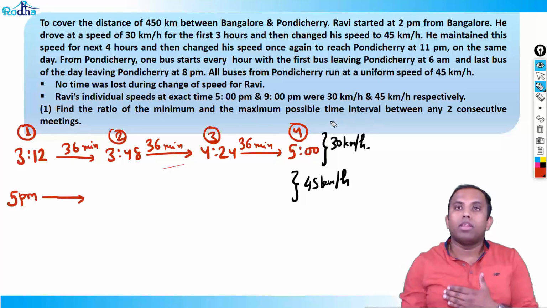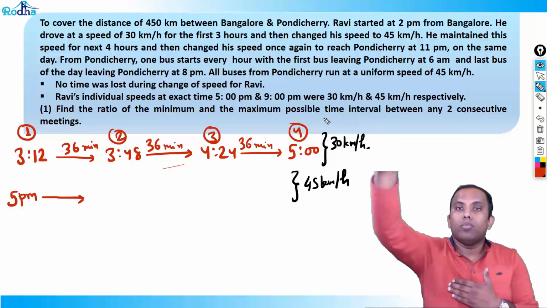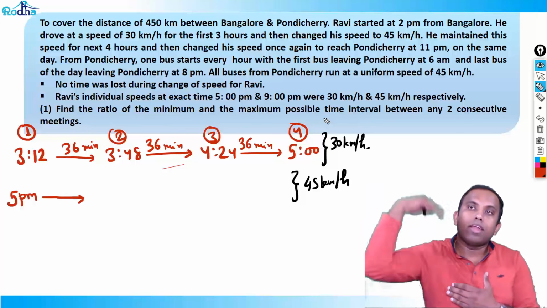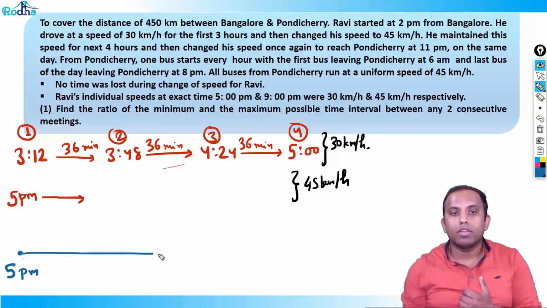Now I've met the fourth bus till now. The fifth bus is again at a distance of 45 kilometers from me because of that one-hour gap, 45 kilometers, right? So it's like at 5 p.m. I'm at this point, and the other bus is there. My speed is 45 kilometers per hour, and the other bus is also coming at a speed of 45 kilometers per hour.